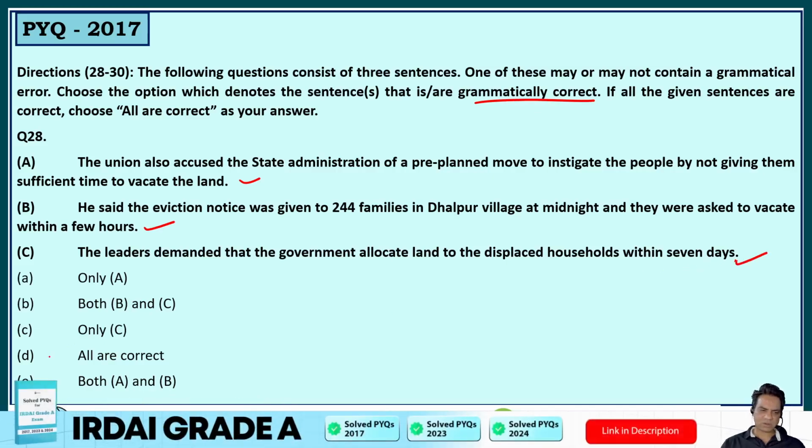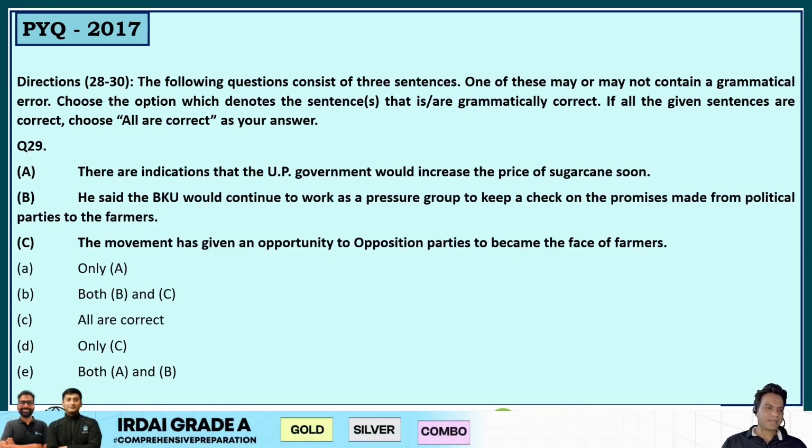This is also correct, guys. All options, first question, all are correct. Surprising, guys. All the options are correct here. So option D is your correct choice. Next question, guys. Question number 29.